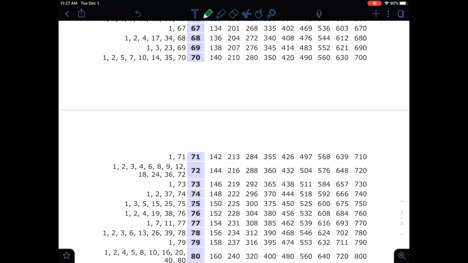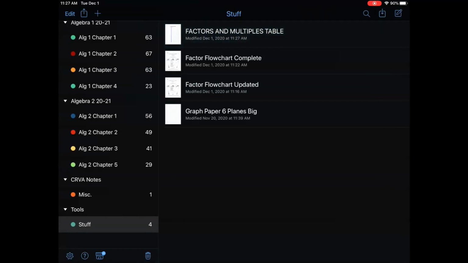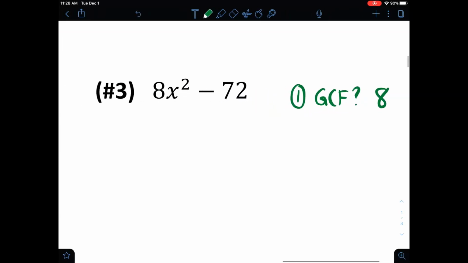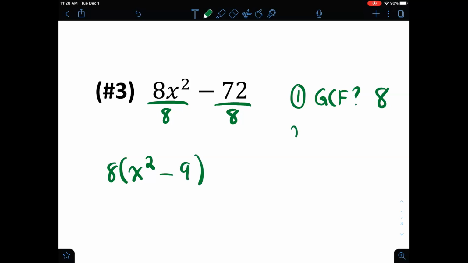So that's going to be our GCF. So we're going to pull out 8s. Okay, so our GCF is 8. This one does not have an x, so we can't pull out an x. So our GCF is 8. So now we're going to divide both of these by 8. That's how we do that to factor. So we have 8 times x squared, the 8s are going to cancel, minus 9.